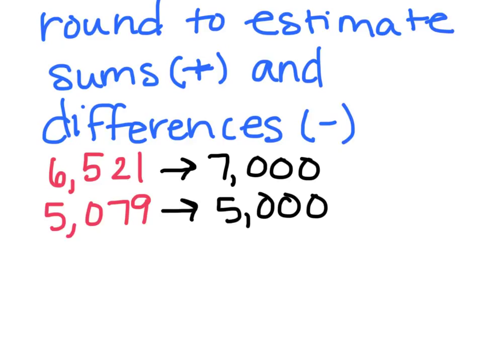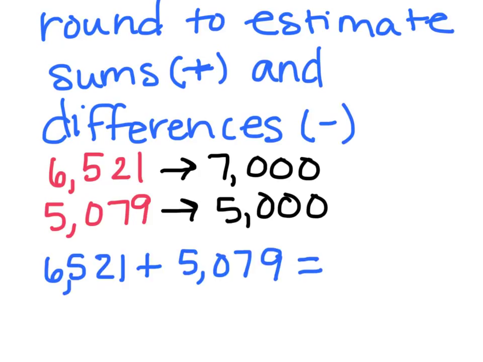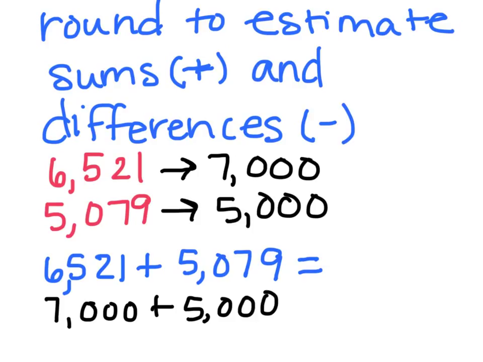Now, using the rounded numbers, we're going to estimate the sum or the difference between these two quantities. Let's start with the sum. If we're estimating the sum of 6,521 and 5,079, we're simply going to replace these numbers with the numbers we've rounded to. And then we're going to add them together. 7 plus 5 equals 12. So our answer is 12,000.